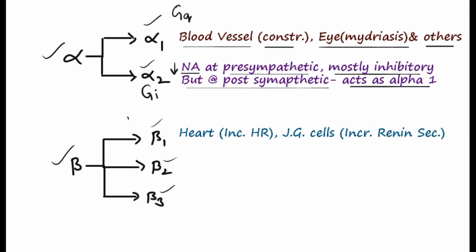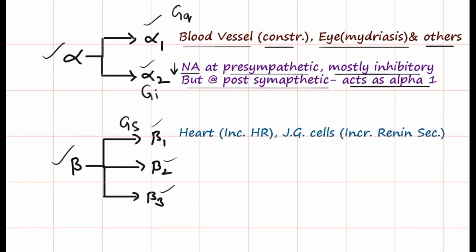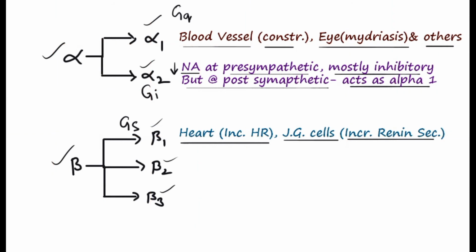Coming to the beta receptors: beta 1, beta 2 and beta 3 receptors. Almost all beta receptors act via Gs, S for stimulus, G protein, and further activate the secondary messenger. The beta 1 receptor is present in the heart and increases the heart rate when stimulated, and in the JG cells, juxtaglomerular cells of the nephron, it increases renin secretion upon stimulation during the fight or flight reaction. Increasing the heart rate is an essential requirement, as is the renin secretion, which facilitates further systemic adjustments, also essential to maintain the fight or flight reaction.